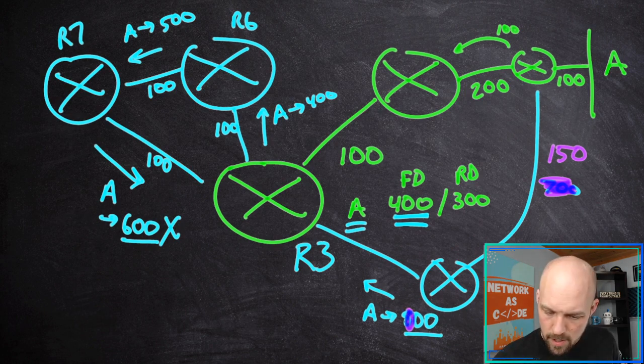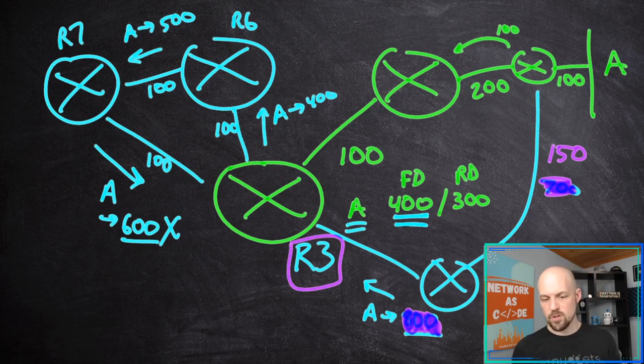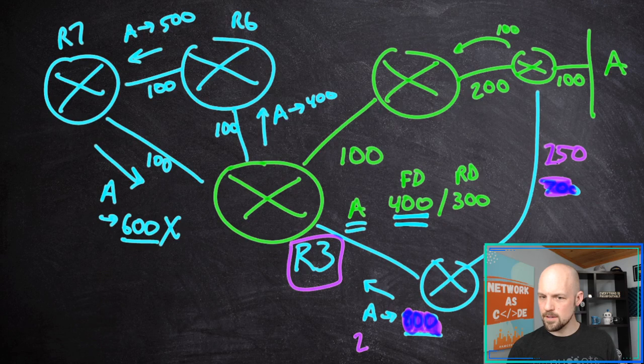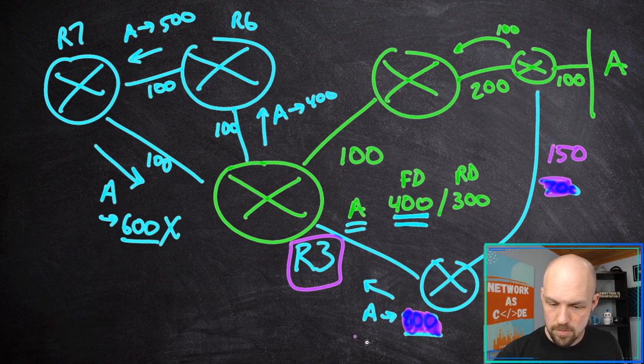So now this router down here is telling our big router right here, router 3, yeah, I forgot, we did name it. So it's telling router 3 that my distance to get there is 100 plus 150, it's 250. Darn it, that didn't work. We need this to be 250. Okay, sorry, bad math. So 100 and 250 is 350. I'm going to say that I can get there now in 350.